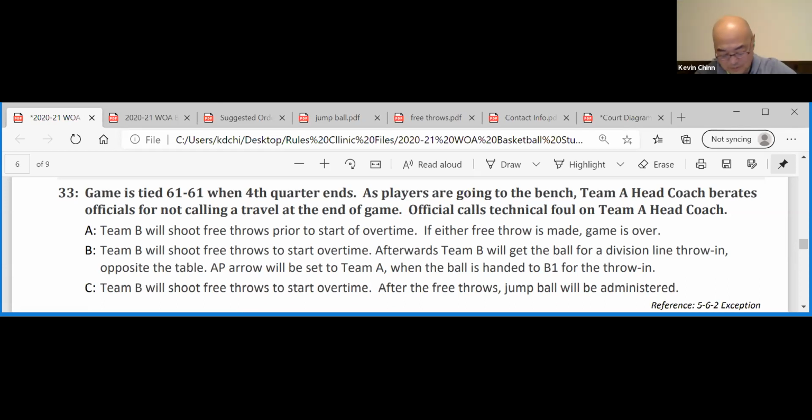That's a perfect reference. What happens if the score is not tied? Let's say it's 61-60, and the team behind gets to shoot the free throws at the end of the fourth quarter. Do we shoot them first, or do we wait till the fourth quarter?